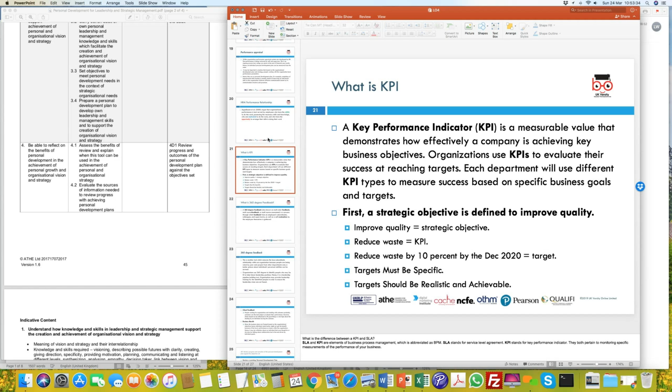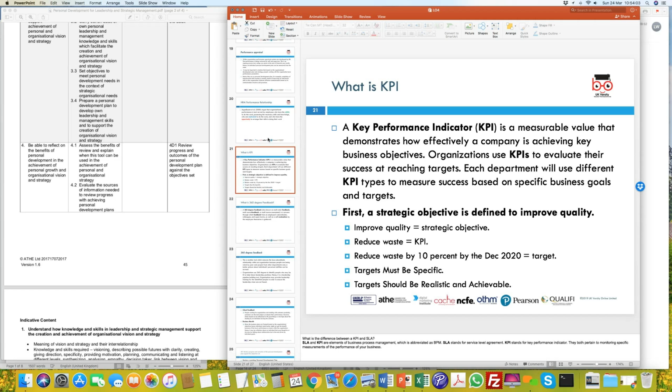Now, the other KPI that they do is, in order to improve quality, which is a strategic objective, they tie this into reduction of waste. Now, that is defined as, say, a KPI for the organization. Now, when do they want to reduce, and how, by what time? They put a specific target that by December 2020, we will aim for a reduction in waste within the company by 10%. Now, this target is specific, and this target needs to be realistic and achievable.